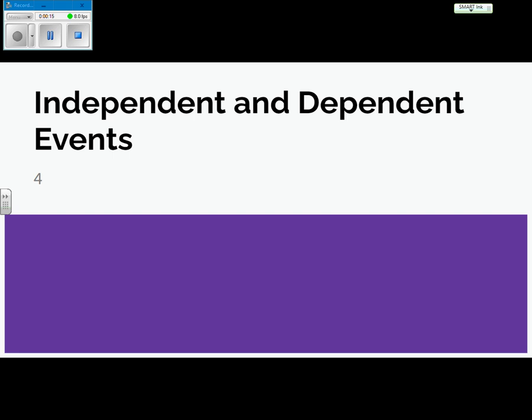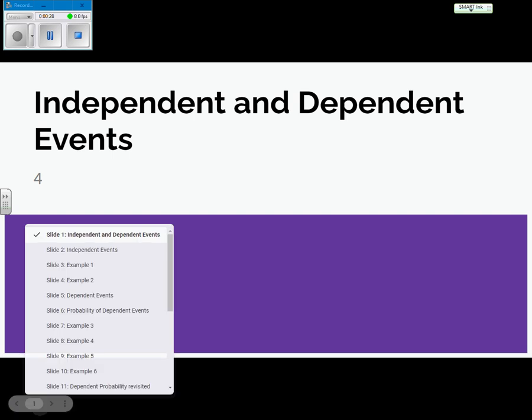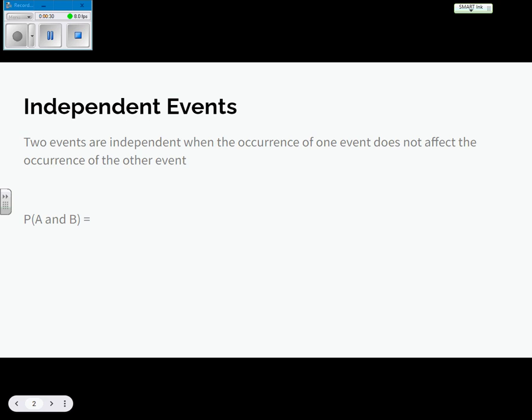Independent and dependent events. We just got done with discussing some basic probability, some theoretical probability, experimental probability. Now we're going to take on multiple events, and we have to determine first off whether they're going to be independent or dependent. If they're independent, then the occurrence of one event does not affect the occurrence of the other event. They stay totally away from each other.